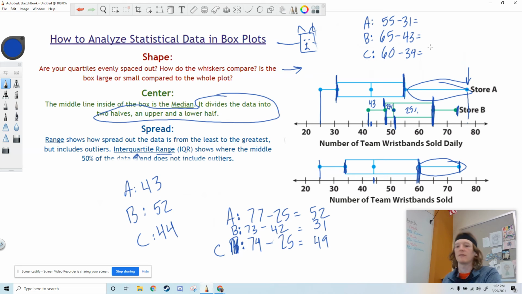So let's look at the interquartile range. So look at the variation of the middle half of our data. 55 minus 31, A has an interquartile range. Half of its data is within 24 of itself. 65 minus 43, that's within 22 of itself. And 60 minus 34 would be within 26 of itself. So the interquartile ranges are actually pretty similar.